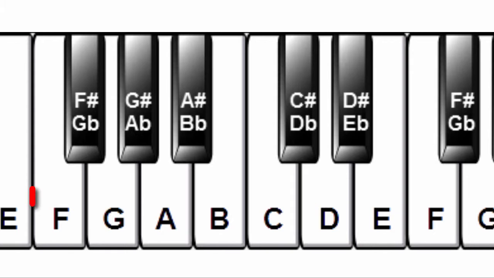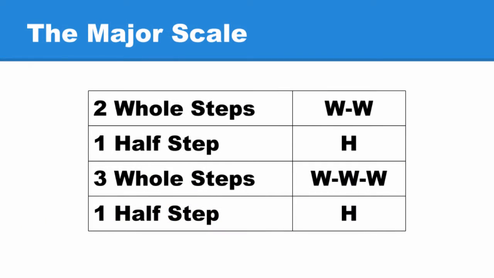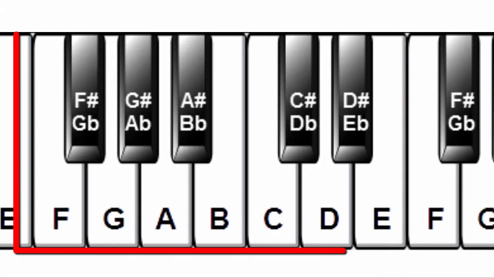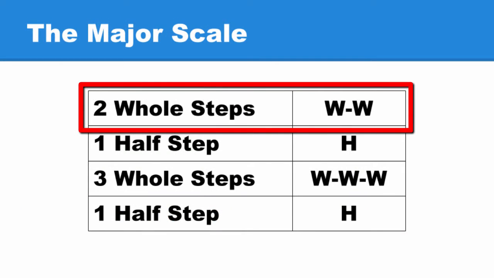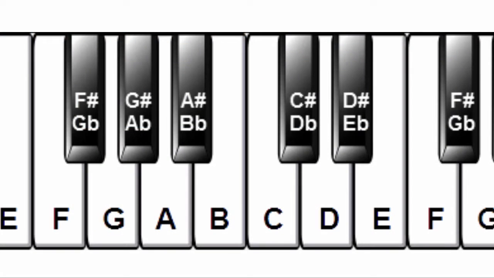Other than starting on F, everything is exactly the same. We'll use that same sequence of whole steps and half steps that make every major scale, and we're going to use the piano keyboard to help find our notes. First, we want to go up 2 whole steps. We're starting on F. 1 whole step up from F is G. For the second whole step, one whole step up from G is A. That's our first two whole steps.